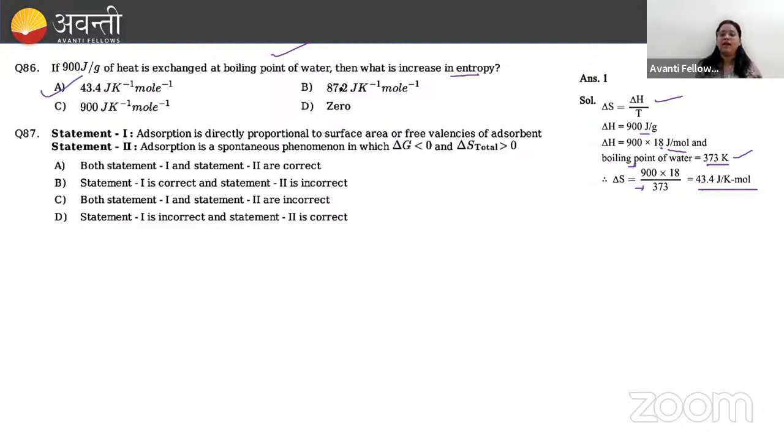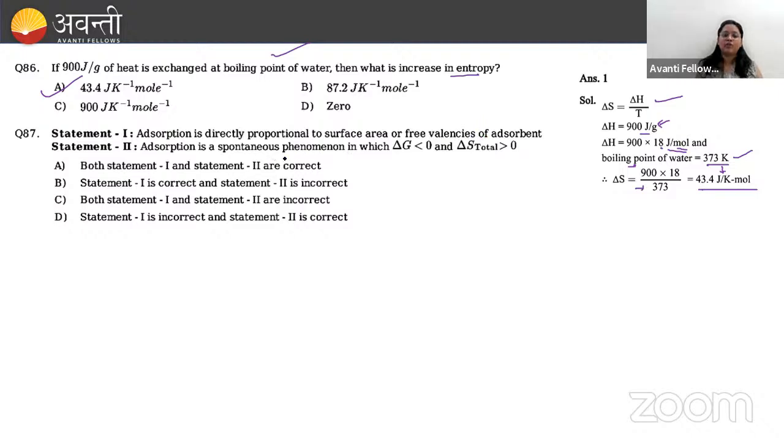It is simple, but you need to apply everything carefully. It was given in grams, and you have to convert it into moles. The temperature was not given, but we need to consider that here water is there and its boiling point is 100 degrees Celsius.